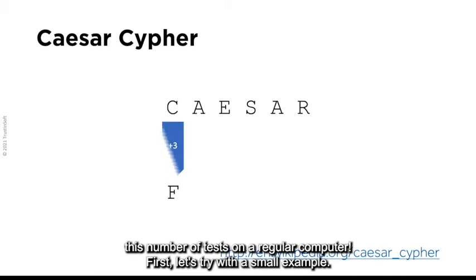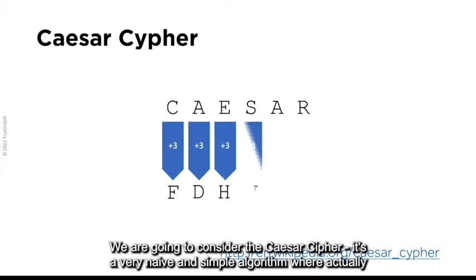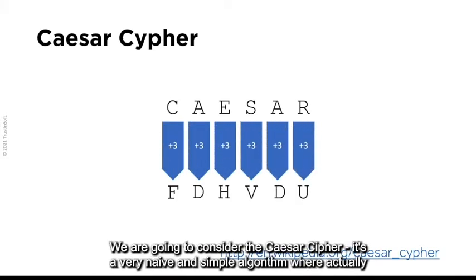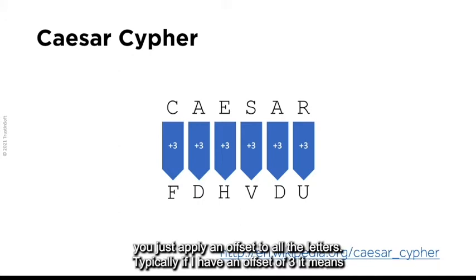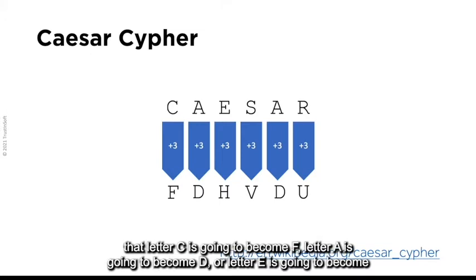First, let's try with a small example. We are going to consider the Caesar cipher. It's a very naive and simple algorithm where you just apply an offset to all the letters. Typically, if I have an offset of 3, it means that letter C is going to become F, letter A is going to become D, or letter E is going to become H.